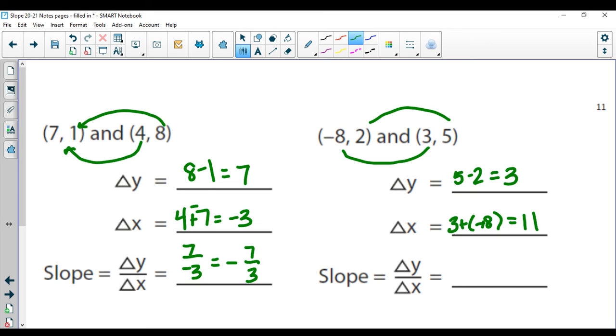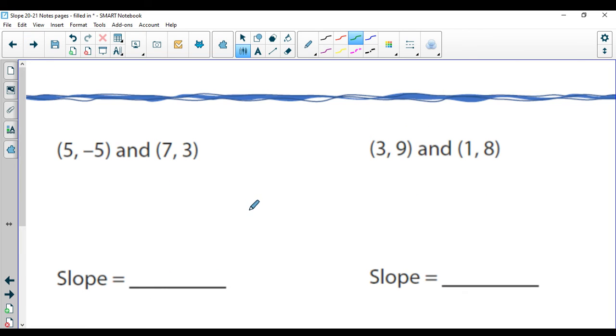What would be your slope then, comparing delta y to delta x? Slope would be 3 over 11, and that is reduced, so that is your final answer there. For our next example, you'll notice we took away the delta y and delta x, so we're just going to start off m equals. I'm going to still show my subtraction problem.